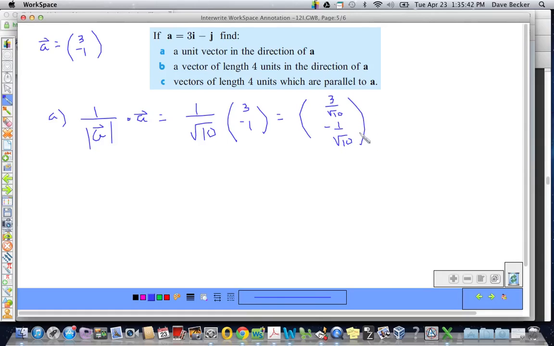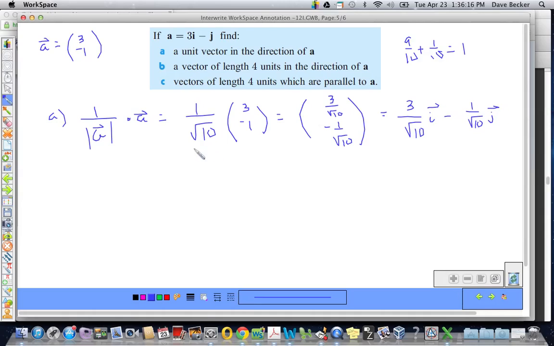Is that a unit vector? Well, if you square this, you get 9/10. If you square this, you get 1/10. 9/10 plus 1/10 is equal to 1, and that's under a square root, but the square root of 1 is equal to 1. So we've done it. We've found a unit vector in the direction of vector a, because we just did a multiple of a. Of course, you could also write this in unit vector form, 3 over root 10 i minus 1 over root 10 j.